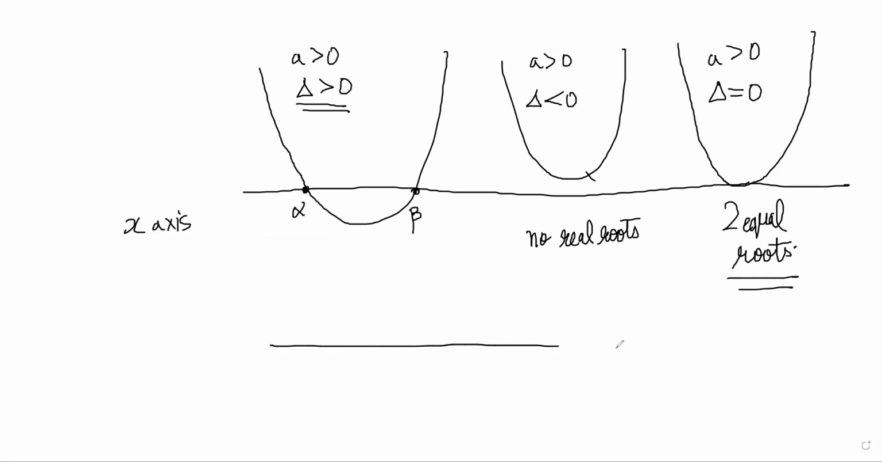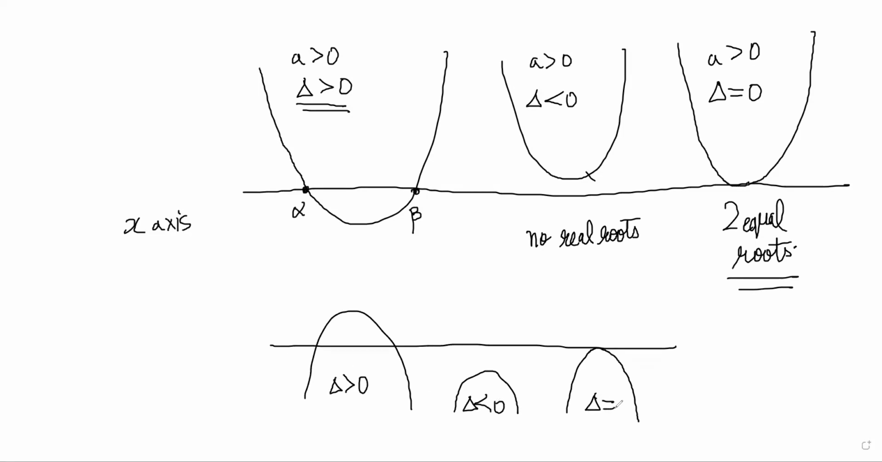Similarly, you can draw three graphs for the other case also when a is less than 0. Everything is same except a is less than 0. So here you will say discriminant is greater than 0, here discriminant less than 0, here discriminant equal to 0. And in all three cases, a is less than 0. So this is the general nature of the graph of the quadratic.